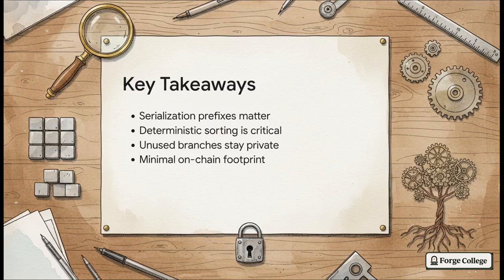So let's bring this all together. First, byte-level details like serialization matter immensely. Those 0x00 and 0x01 prefixes have massive consequences for the final hashes. Second, deterministic sorting is protocol critical for the network to actually agree. Third, unused branches remain completely private. And fourth, by committing once and revealing minimally, we achieve incredible gains in both privacy and block space efficiency. It's just a remarkably elegant solution.